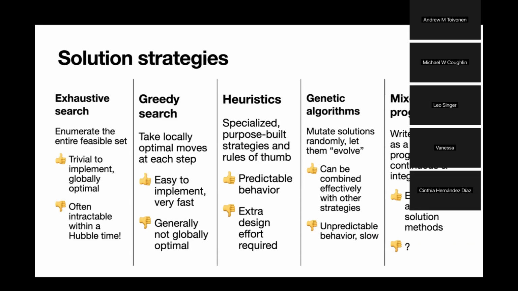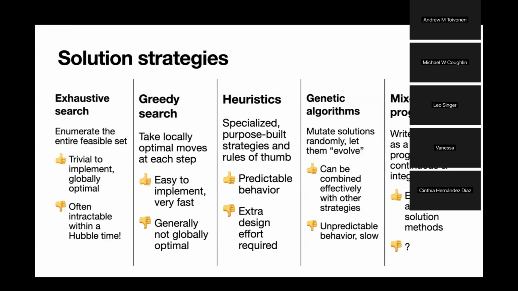Genetic algorithms: you start with a possible solution and you make random changes to it. When a change results in a better objective value, you keep that solution. And when it doesn't, you throw it away. This is straightforward. It can be combined with any of these other strategies. It has the disadvantage of being unpredictable and sometimes slow.